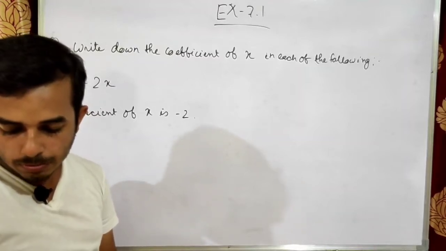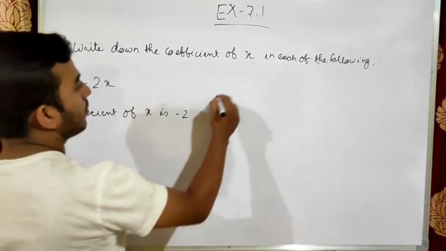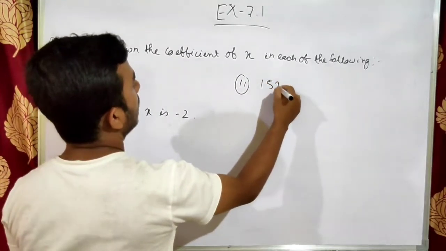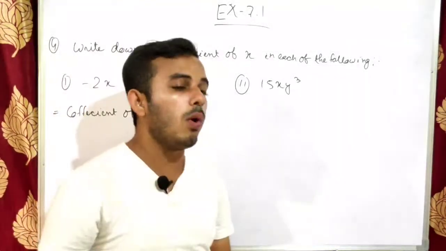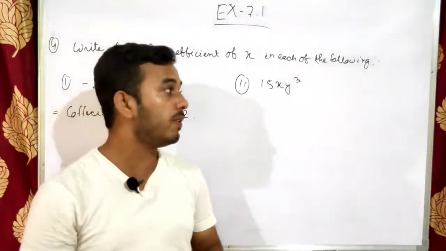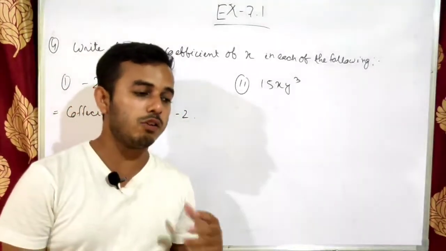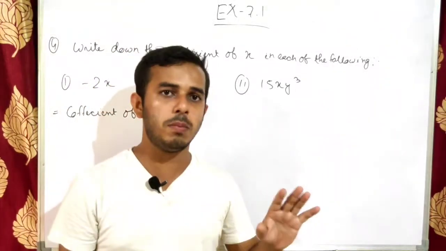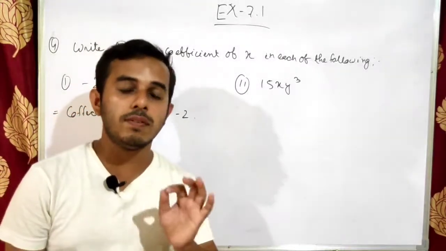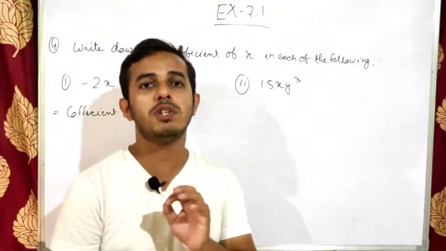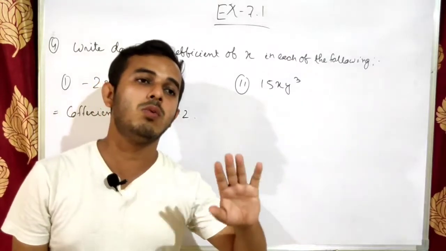Next one is 15xy cube. So we have to find the coefficient of x. What will be the result? Will it be 15 or 15y cube? It will be 15y cube. If you are asked to find the coefficient of something, you will just remove that number or letter, and the remaining part will be the coefficient of that.